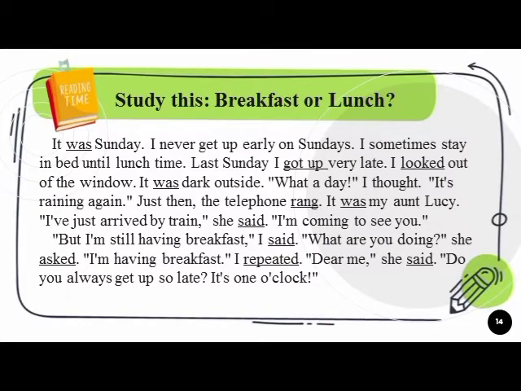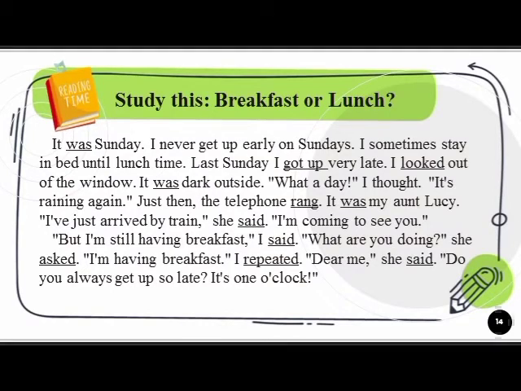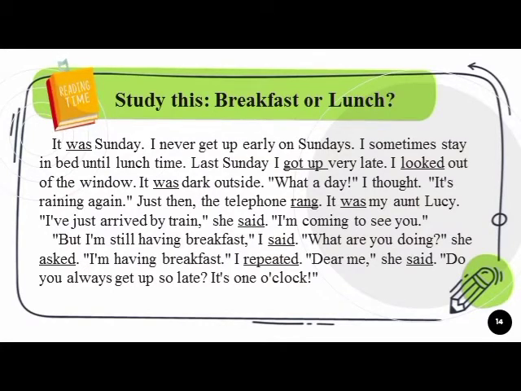It was Sunday. I never get up early on Sundays. I sometimes stay in bed until lunchtime. Last Sunday I got up very late. I looked out of the window. It was dark outside. What a day. I thought, it's raining again. Just then, the telephone rang. It was my Aunt Lucy. I've just arrived by train, she said. I'm coming to see you. But I'm still having breakfast, I said. What are you doing? She asked. I'm having breakfast, I repeated. Dear me, she said. Do you always get up so late? It's 1 o'clock.